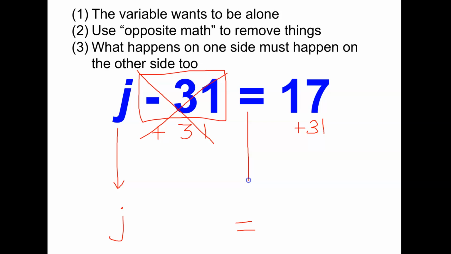The equal sign always comes straight down without changing. And then we do 17 plus 31, which is 48. We've now established that the variable j is the same as the number 48. They're equal, which means that to check our work, we can replace the letter j with the number 48 in the original problem. 48 minus 31 does equal 17. We've done our algebra correctly.